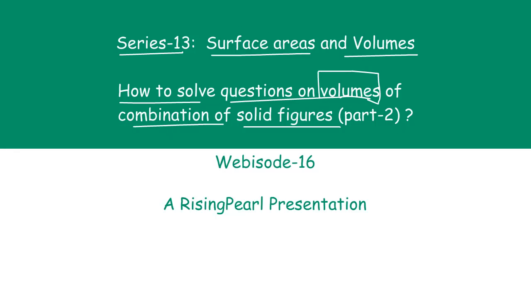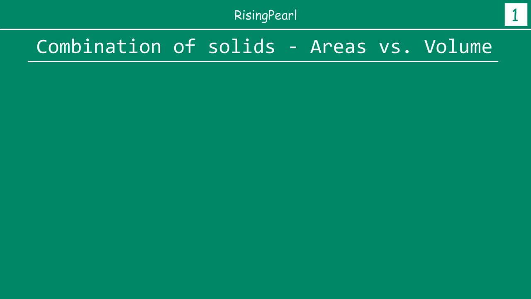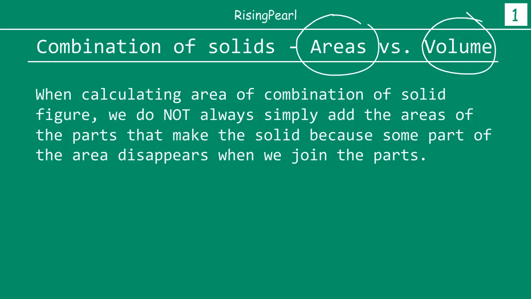So let's continue to look at more questions. Now, like we did in the last webisode, just wanted to highlight, whenever we have a combination of solids, what is the basic difference between areas and volume? Meaning, if you were to calculate area versus volume of a combination of solids, what is the basic difference? It's very important to keep this in mind.